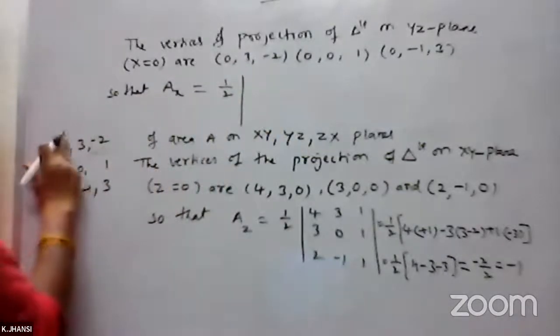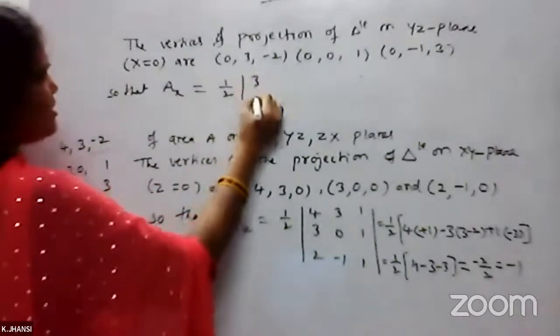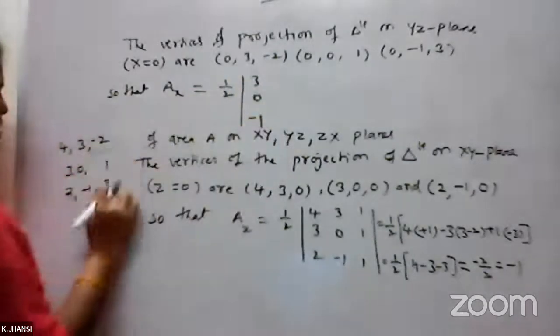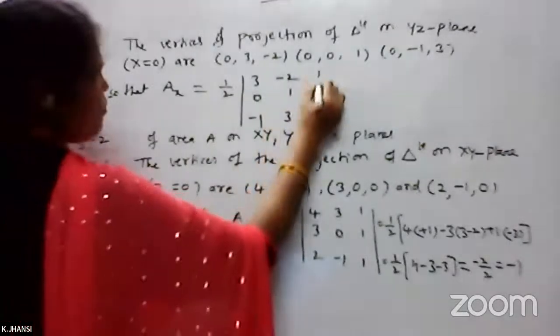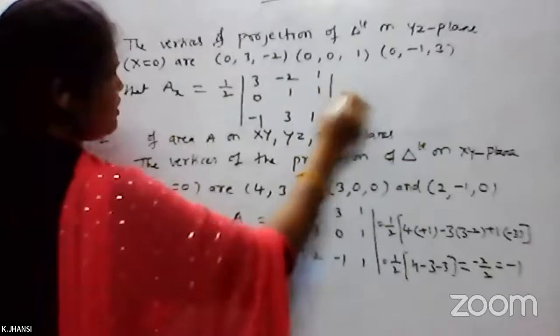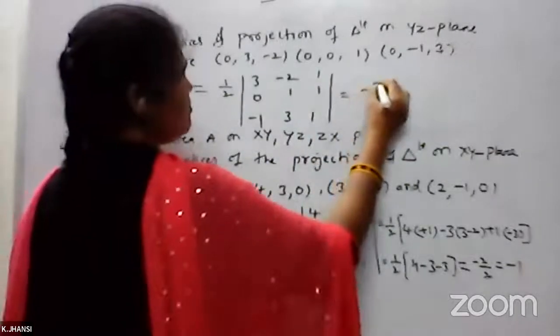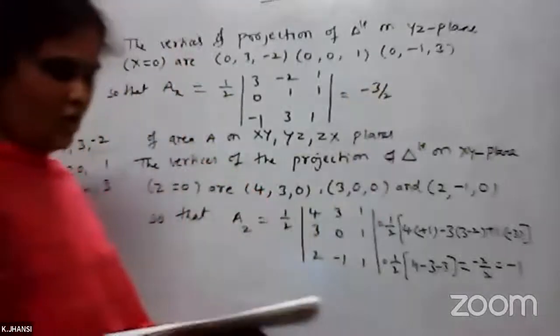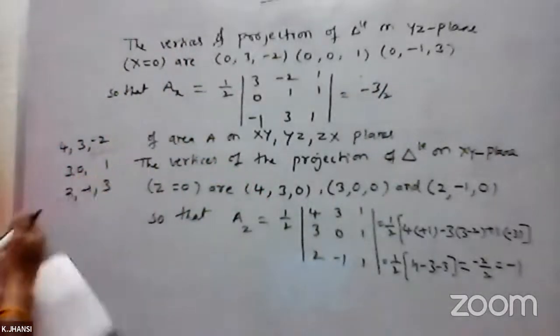So here this is x, no? So next we have y. Y is 3, 0, -1, and z are -2, 1, 3, 1, 1, 1. Okay. So this AX value you will get as -3 by 2. You do the simplification after that. Next.